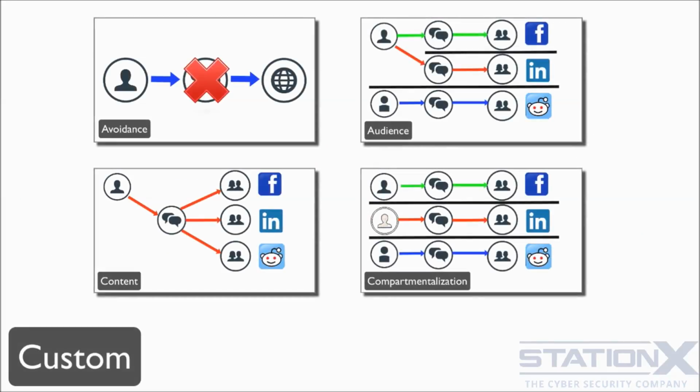And the final strategy is the custom strategy, which is probably the best general strategy for most people that will allow you to exist on the internet and limit information disclosure by using a combination of the strategies that we've gone through: avoidance, audience, content, compartmentalization. When information is custom to the audience, there is less risk. When identity is custom to the content, there is less risk.